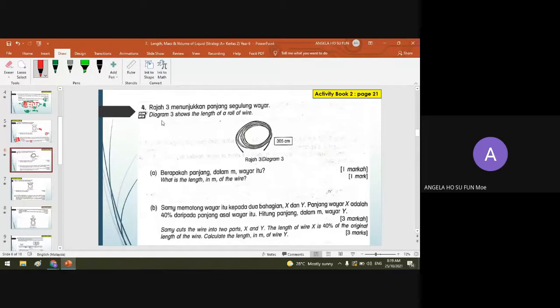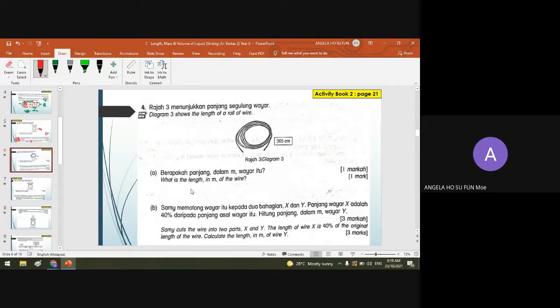This diagram 3 shows the length of a roll of wire. You can see from here the wire measurement is 305 cm. Okay, now look at A. What is the length in meter of the wire? It means they ask you to convert from cm into meter only. That's all. You will get this 1 mark.